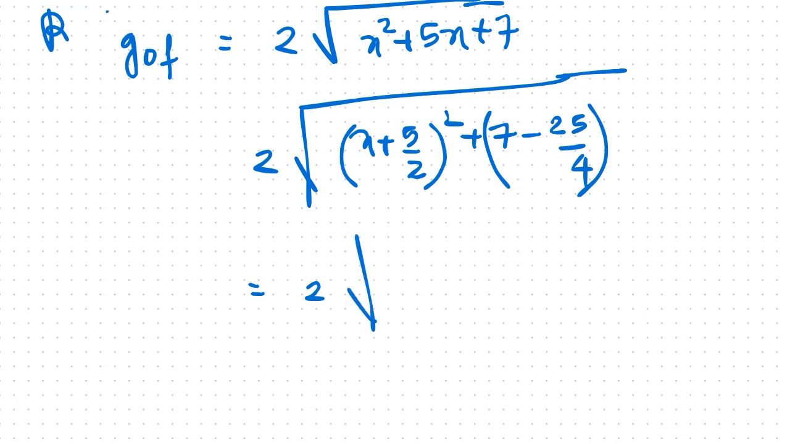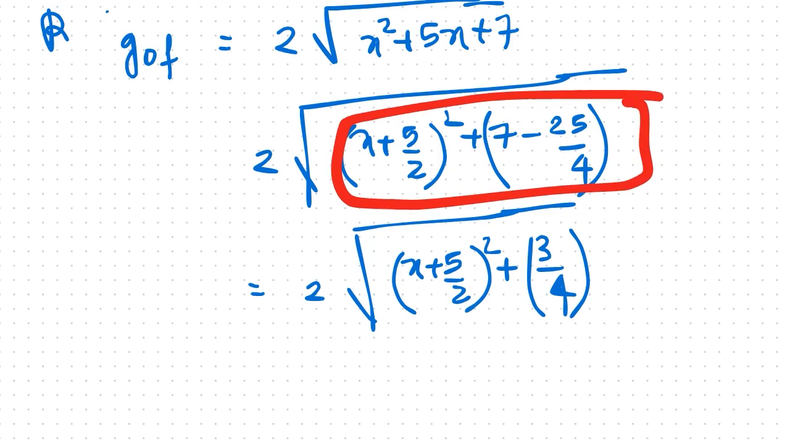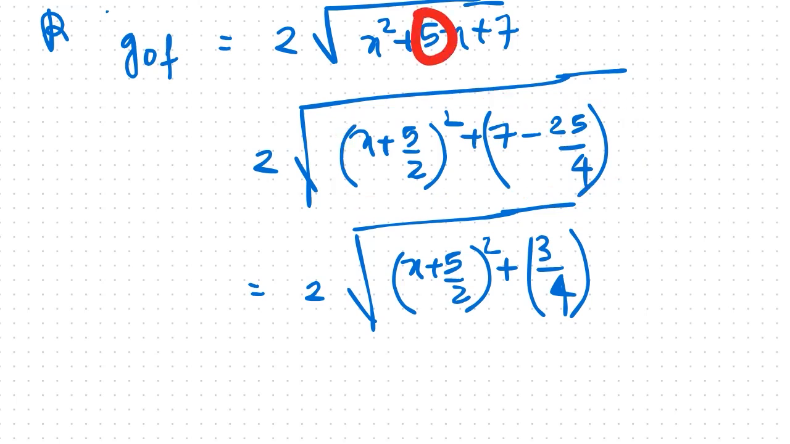So this will be a whole square plus 3 upon 4. Do you understand why? Half of the middle term, so x plus 5/2, and then the (5/2) square you have to balance. You have to subtract in order to make the balance. So 3 by 4, right?